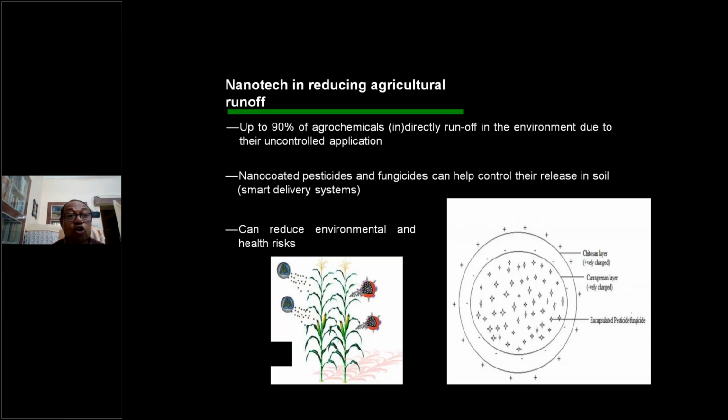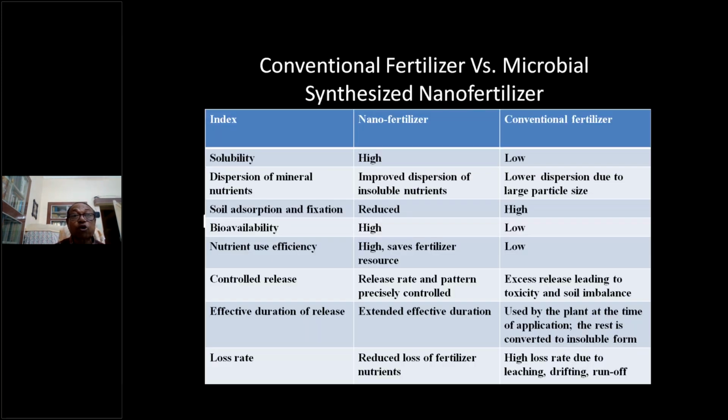Again, up to 90% of agrochemicals directly run off into the environment due to their uncontrolled application. But nano-coated pesticide and fungicide can help control their release and can reduce environmental and health risks. If you compare the conventional fertilizer with microbial synthesized nanofertilizer, the solubility in case of nanofertilizer is high, there is improved dispersion of insoluble nutrients in soil, soil absorption and fixation is reduced, viability is high, nutrient use efficiency is high, so it saves a lot of fertilizer resources.